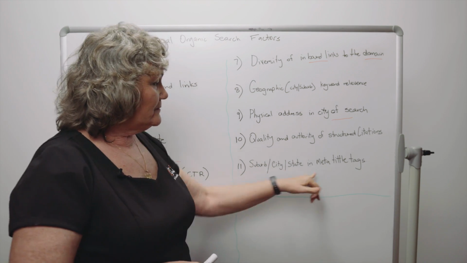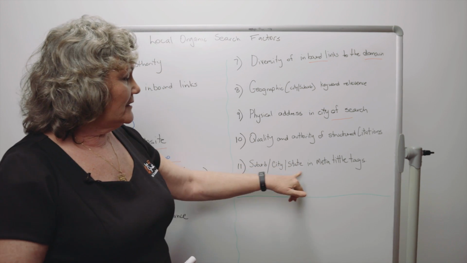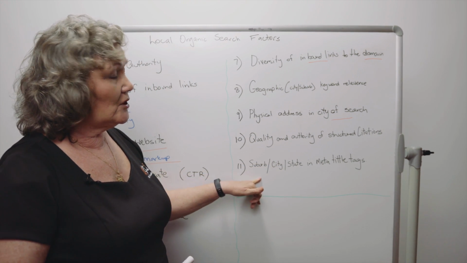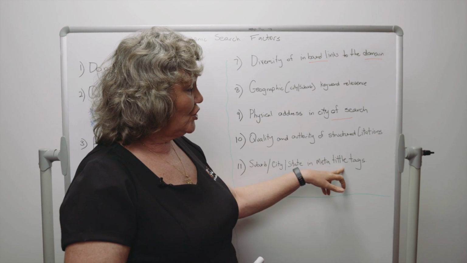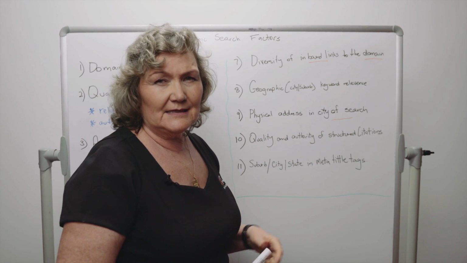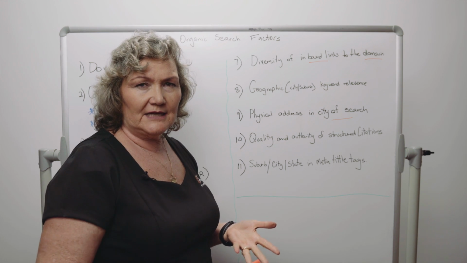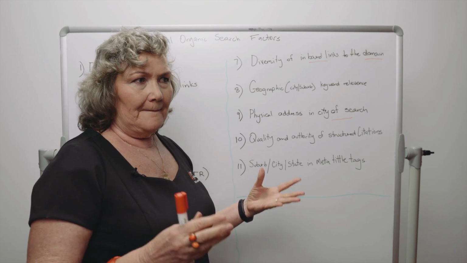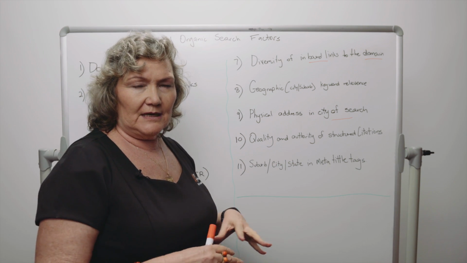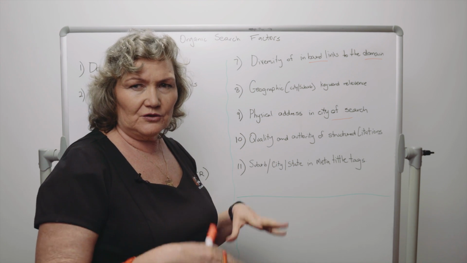And then the last one is your meta title tag, and having your suburb, city or state or a combination of them in the meta title tag. Your meta tags are very important to have the good description tags, good title tags, and they all give that relevance to the actual keywords and the phrases that you're searching for.